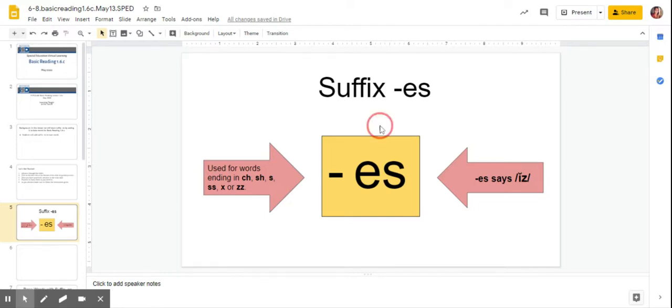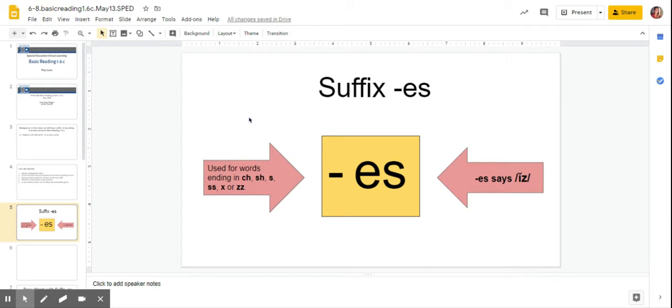The suffix es is a little bit different than the suffix s that we previously learned about. The suffix es is used for words that end in ch, sh, s, ss, x, or zz. Whereas when we talk about the suffix s, it typically ends words that are ending in a consonant.